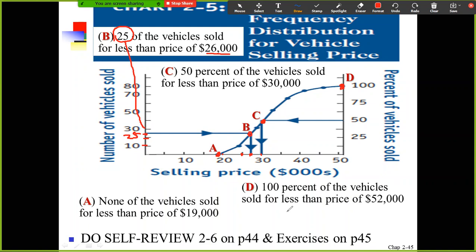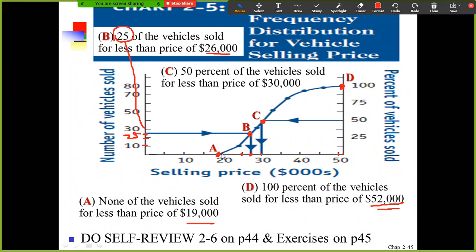100% of the cars sold for less than the price of 52,000. This is 50,000, this is 52,000. In order to make it broader, you can see this is lower than L1 and this is higher than 87. However, you can take this as L1 and this as 87. It's not wrong. So this is how to interpret.